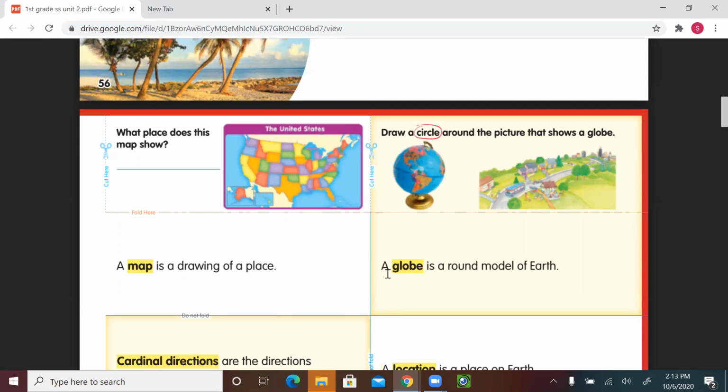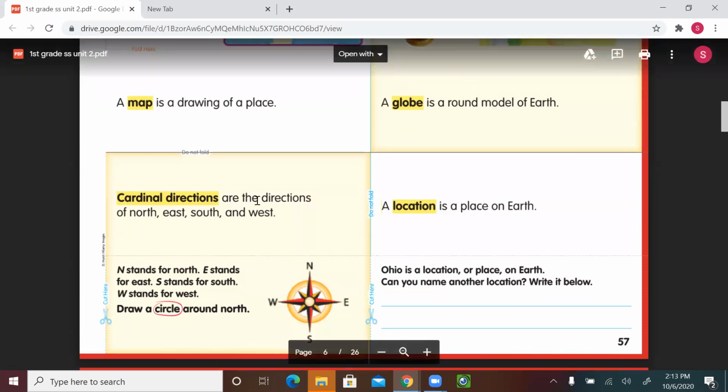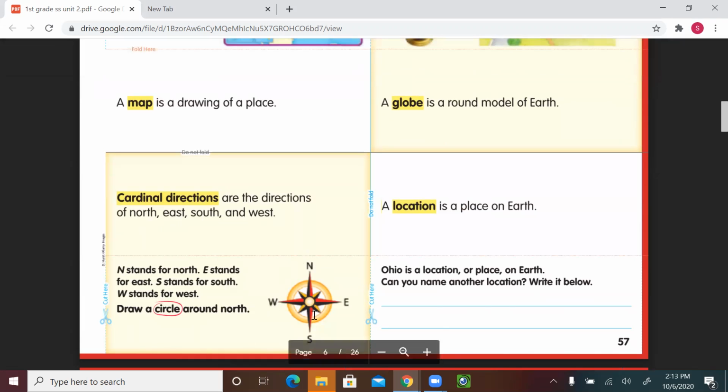And then they explain a globe is a round model of Earth. The third part, cardinal directions are the directions of north, east, south, and west. N stands for north, E stands for east, S stands for south, and W stands for west. Draw a circle around the north. So you have this cardinal direction. I know that N stands for north, so you need to circle this part.